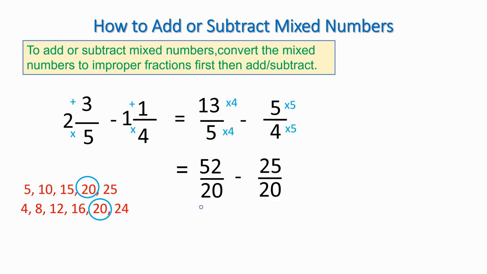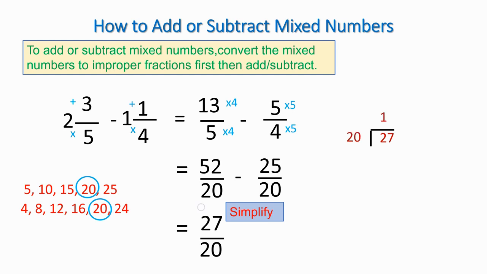So you now have the same denominators. Copy the common denominator. Subtract 52 minus 25 will give you 27. So this is an improper fraction, so we need to simplify it. 27 divided by 20. So how many 20s go into 27? You have 1. And what is the remainder? You have 7. So just copy the denominator of 20. So the simplified form is 1 and 7 over 20.